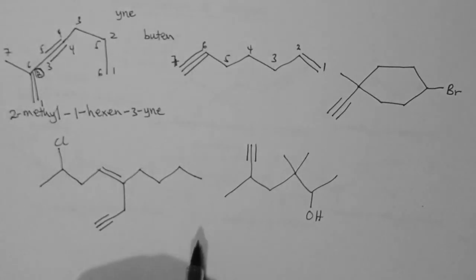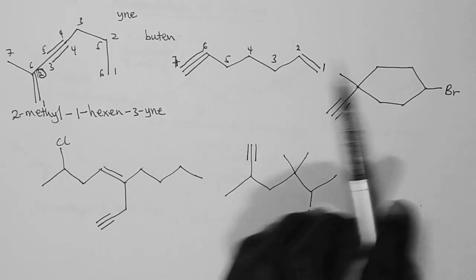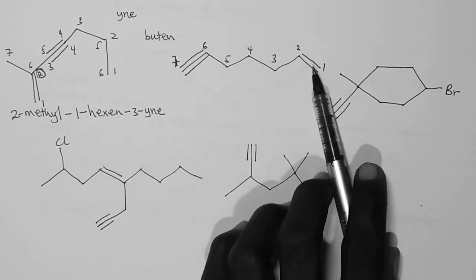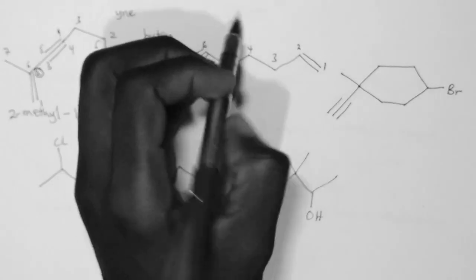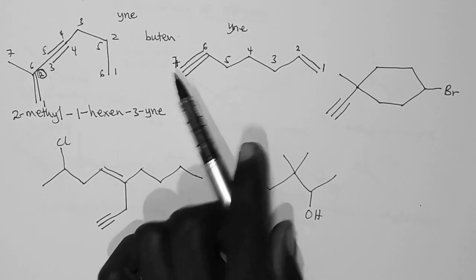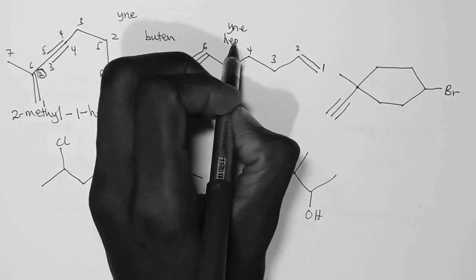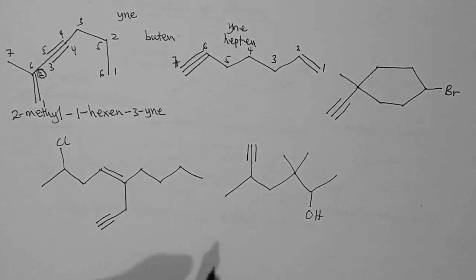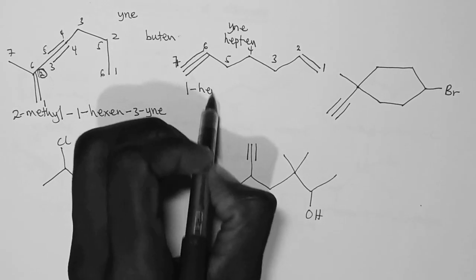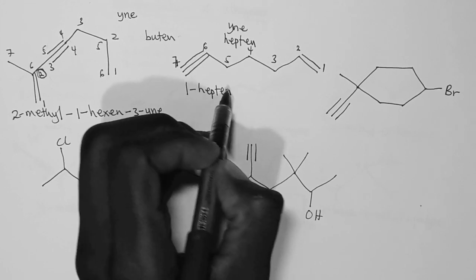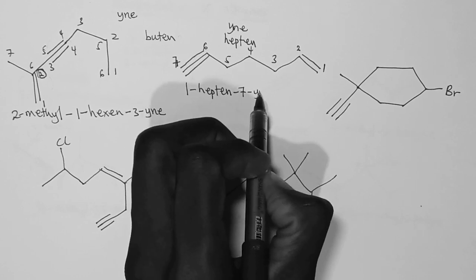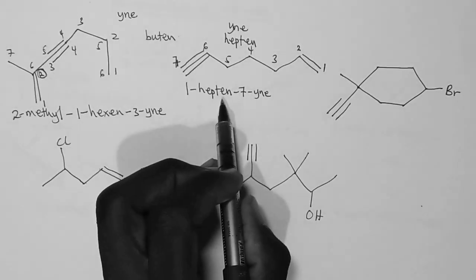So the alkyne is on carbon number 7 and the alkene is on carbon number 1. But remember that since it contains both alkene and alkyne, then the name will end with a yne. But this is 7 carbons, so we are talking about heptane like this. So the name is going to be 1-heptene. Then the alkyne is on carbon number 7, so 7-yne. So this is the name, 1-hepten-7-yne.